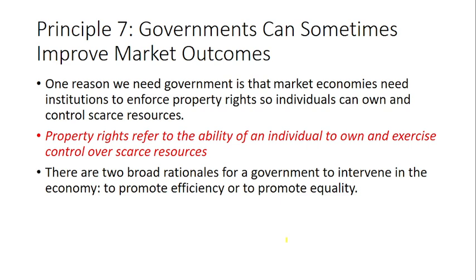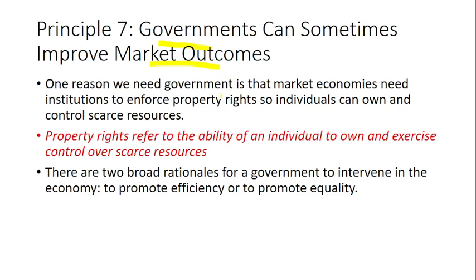Principle number 7. Governments can sometimes improve market outcomes. When you say markets are good, it does not mean that government is not at all needed. Government is needed. Government is required. Government is a must. Because with government, you can improve the outcome of the market. If you leave everything to the market, there will be problems. So it's very necessary that there must be some intervention of the government. With the intervention of the government, it is possible to have an improved market outcome.